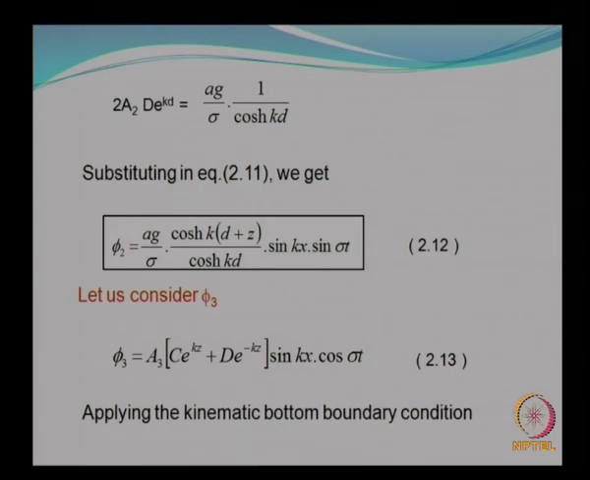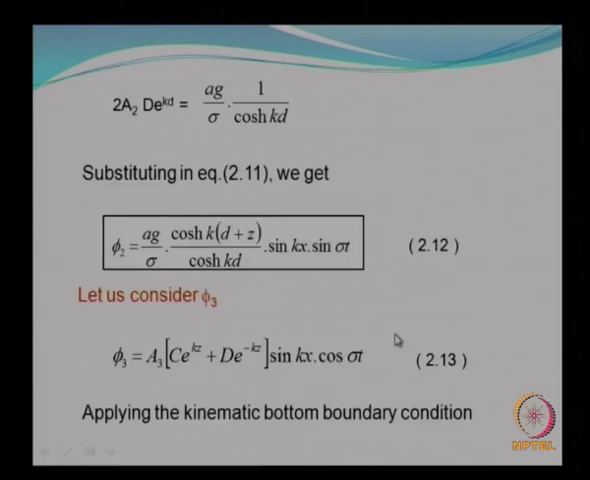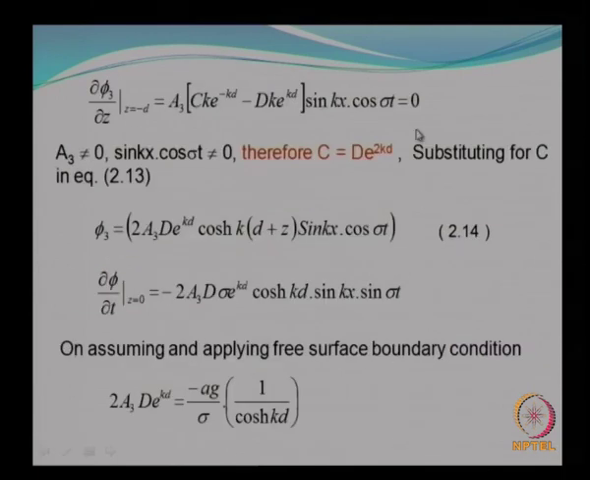But still we have not got the kind of solution we would like to have. So let us consider phi 3. We took phi 2, now we are taking phi 3. When we take phi 3 and apply the kinematic bottom boundary condition, we will get something like this.